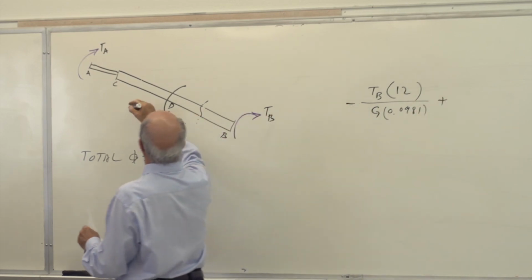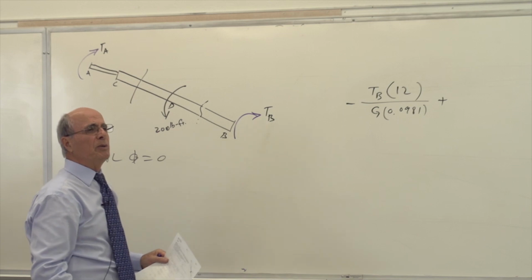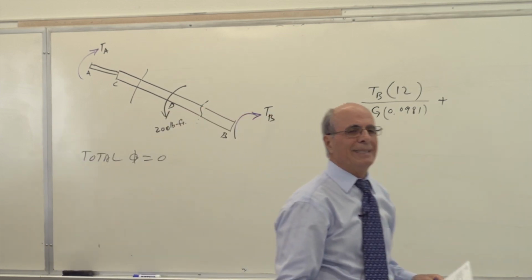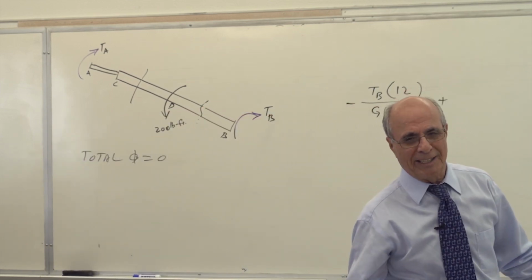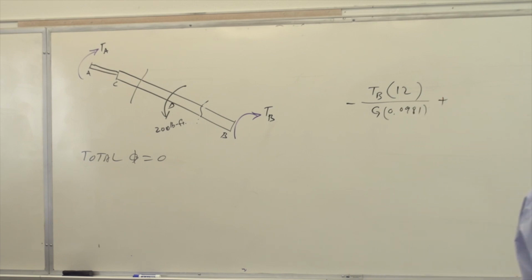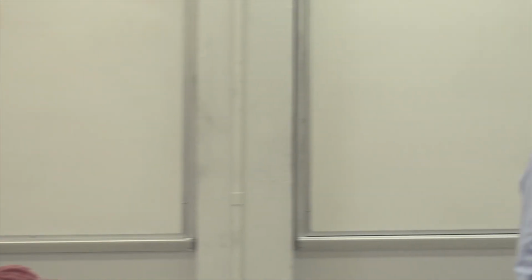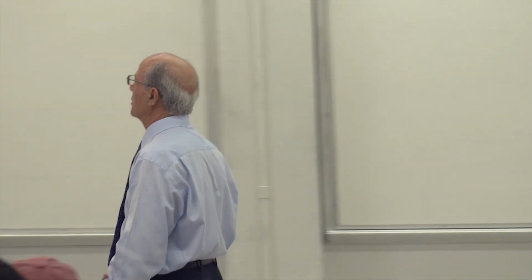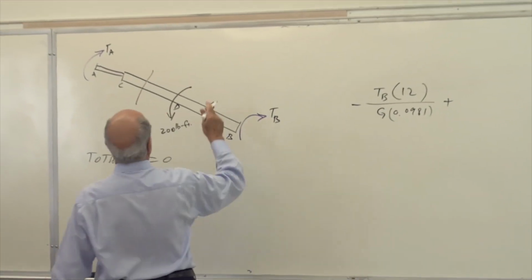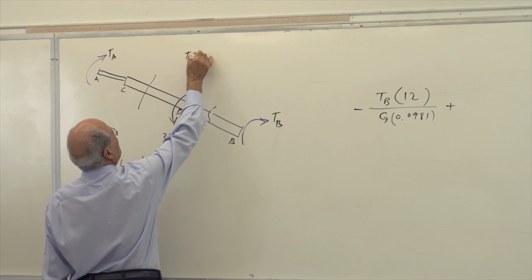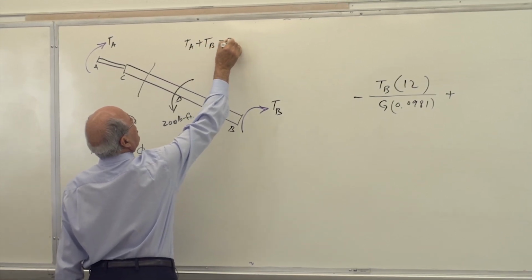The second part is how much? You already gave me the answer. It will be 200 minus TB, which is TA. Is that correct? See, that's the whole thing. 200 minus TB is equal to TA. And many of you wrote that down. Because when you look at the statics of this one, remember that TA plus TB is equal to 200.